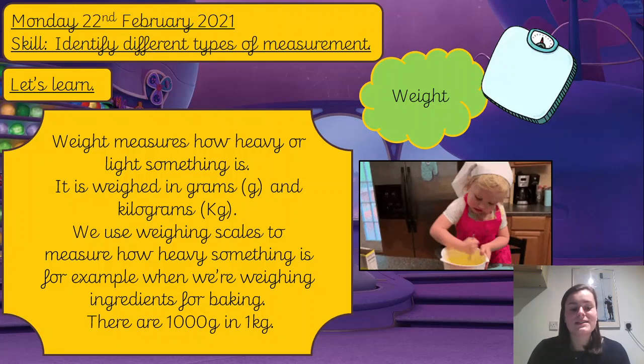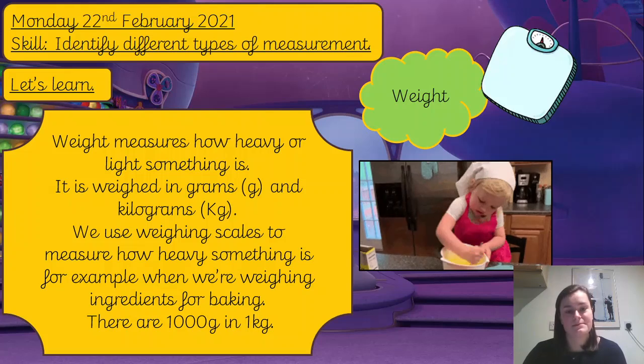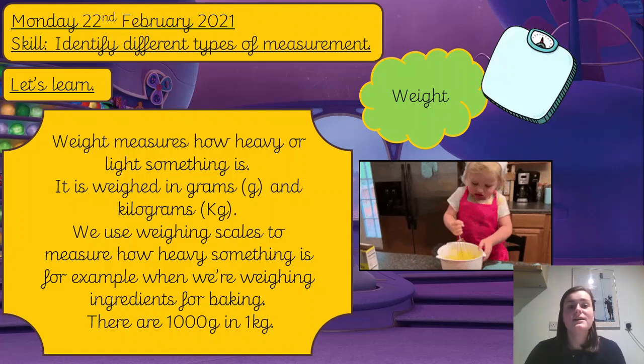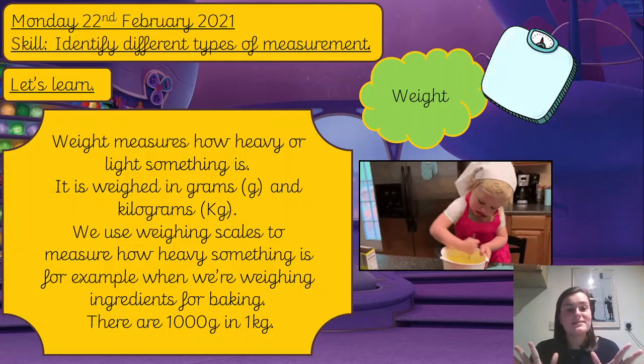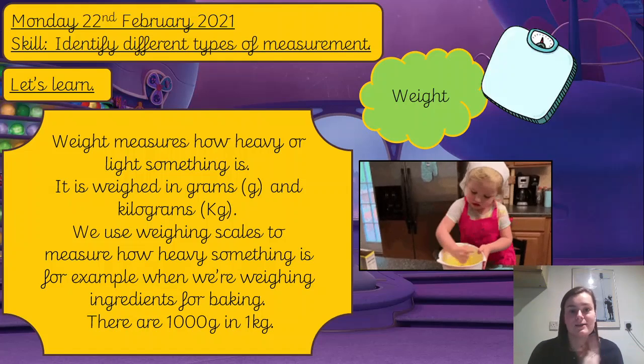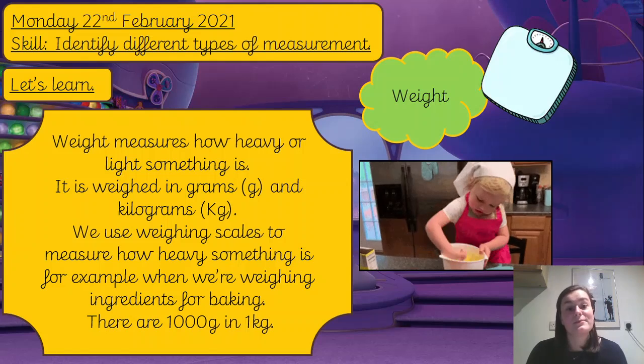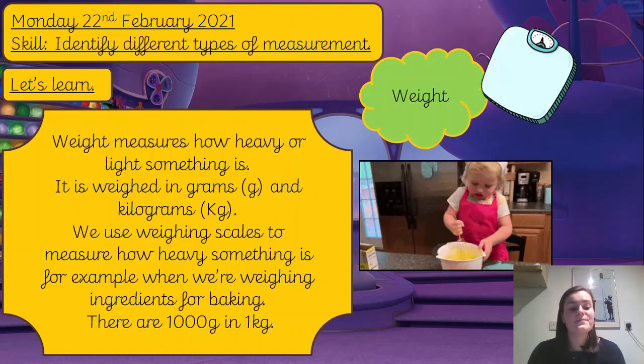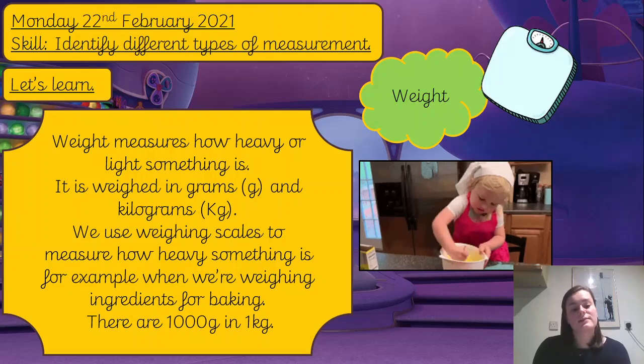And of course, we need to know that there are 1,000 grams in 1 kilogram. Okay, just like we've got our ones and our tens, haven't we? We've got 10 ones in 1 ten, like we learned in place value right back in September. In 1 kilogram, there is 1,000 grams.